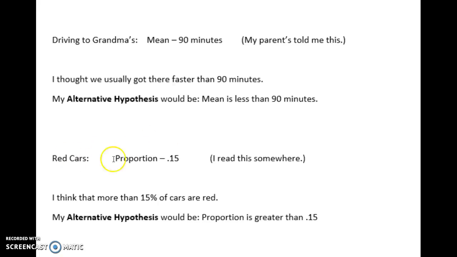Another example, I read somewhere that the proportion of cars on the road that are red, the proportion of red cars, is 15%. Just from driving around and looking at the color of cars, I think there's more than 15% red cars. I could be right or I could be wrong, but that is a proportion that I would like to challenge. I don't agree that it's correct. So my alternative hypothesis would be that the proportion is greater than 15%.